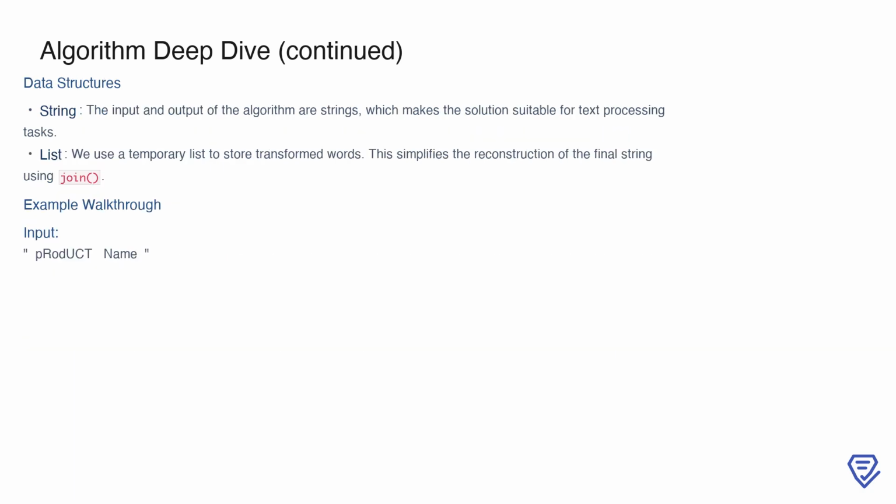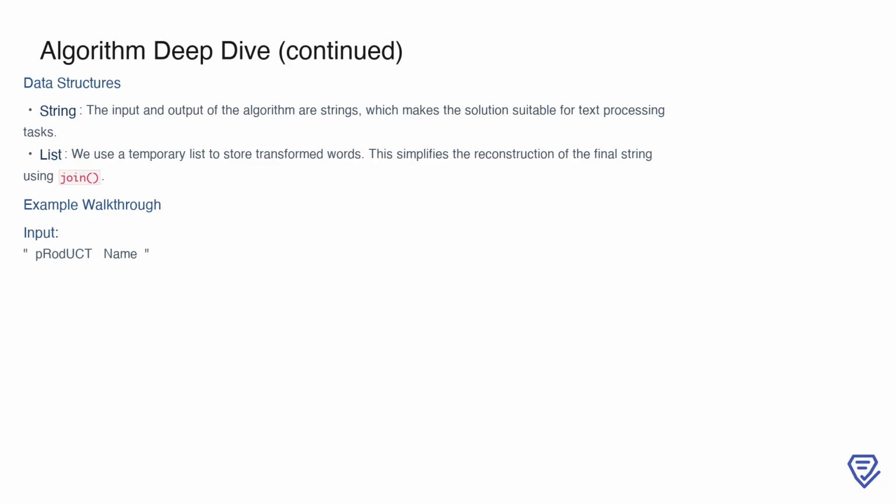This algorithm relies on two primary data structures. The input and output are both strings, making it highly applicable to text processing tasks. Additionally, we use a temporary list to store the transformed words before reassembling the final string. This simplifies the process of reconstructing the string using the join function. To better understand how the algorithm works, let's consider an example. Suppose the input string is "product name".